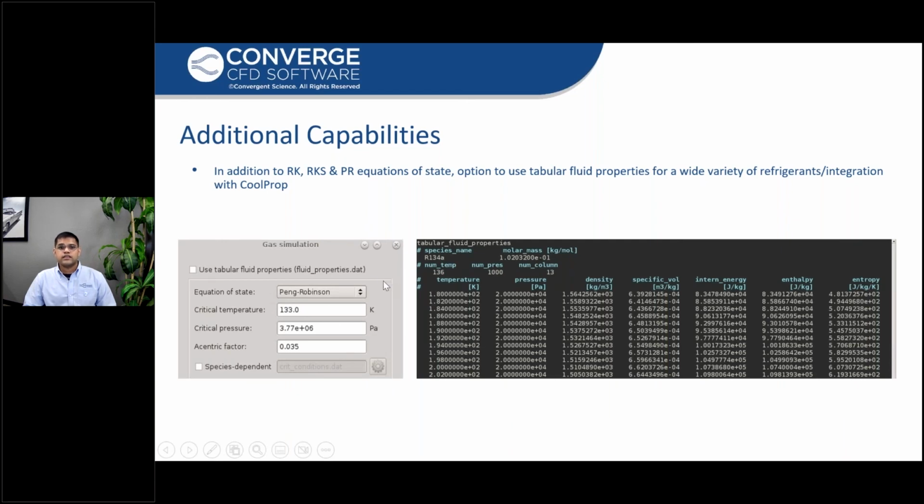Also, these standard equations of state might not be applicable for certain refrigerants that you might want to use, so for that we use tabular fluid properties, and we have full integration with CoolProp within our CONVERGE Studio graphic user interface. And also you can use REFPROP to get these properties, change the file format to match the format here, and run the simulations with the data you get from REFPROP.